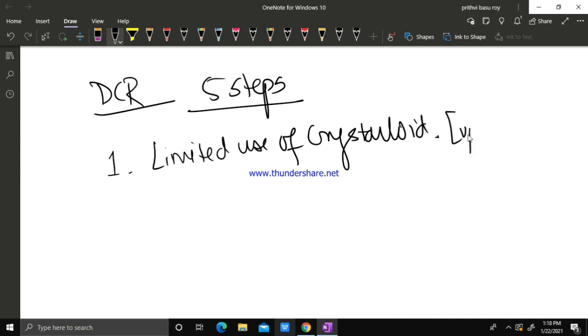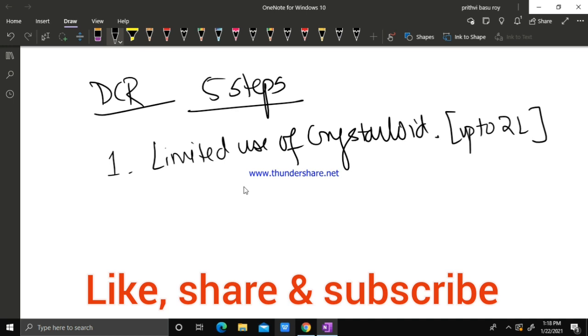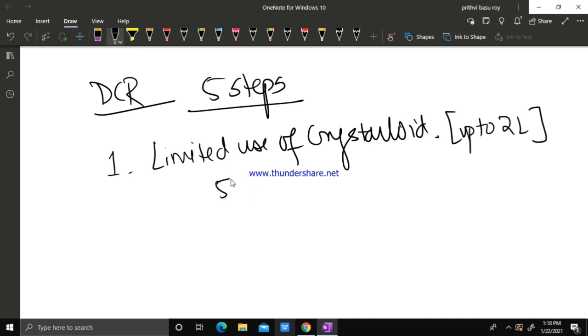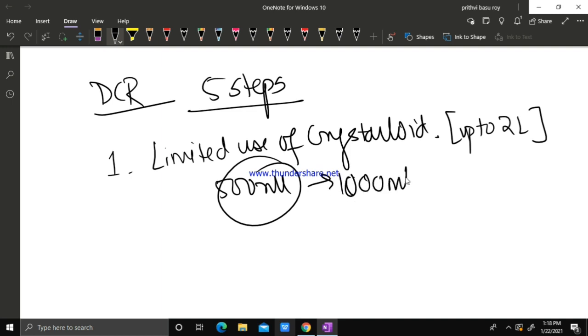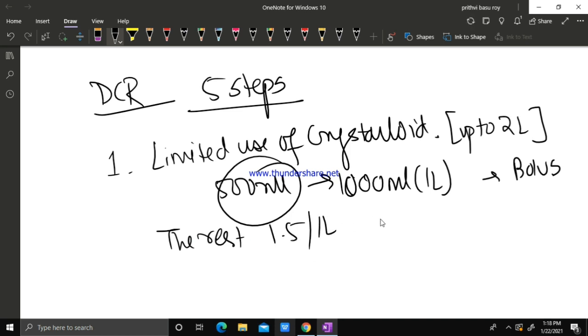If you give an overzealous amount of fluid, what will happen? There will be dilutional coagulopathy, and it will harm the patient. You may lose the patient. So you won't do that. You give limited use of crystalloids, up to 2 liters. How much are you giving? Generally 500 ml, maximum up to 1000 ml, that is 1 liter, as a bolus. The rest, 1.5 liters, or 1 liter if you have given 1 liter previously, you give as an infusion slowly.